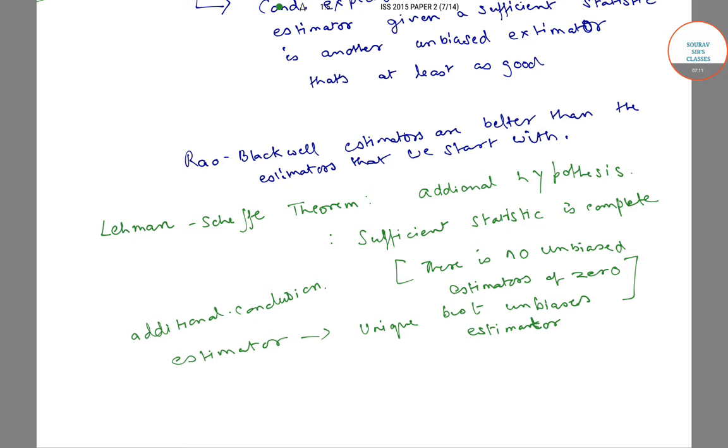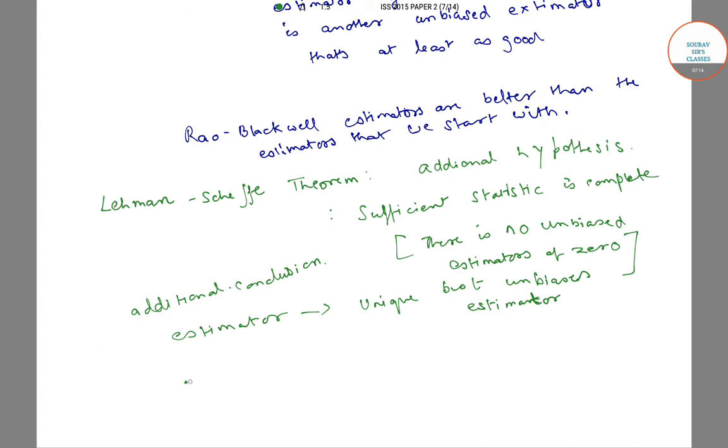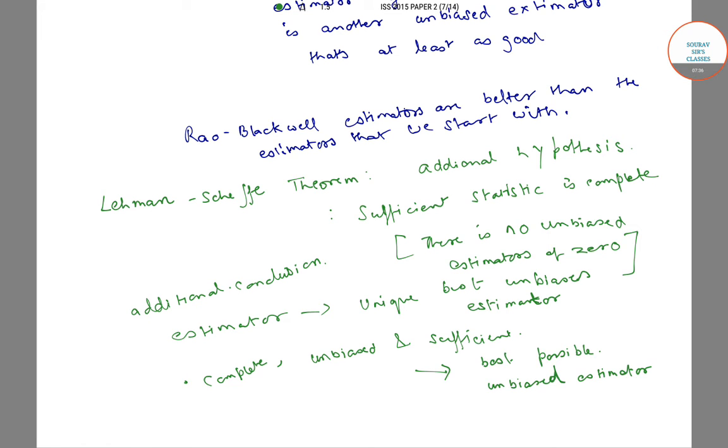Now, when an estimator is complete, unbiased and sufficient, in that situation, it results in the best possible unbiased estimator. So this is the relevance of the Lehmann-Scheffé theorem in this scenario.